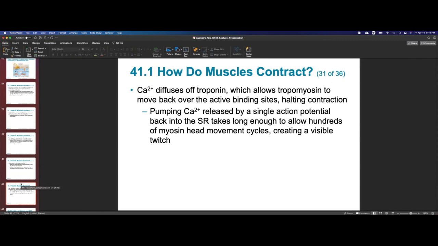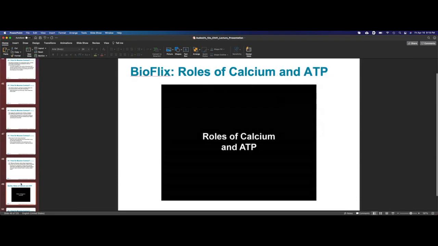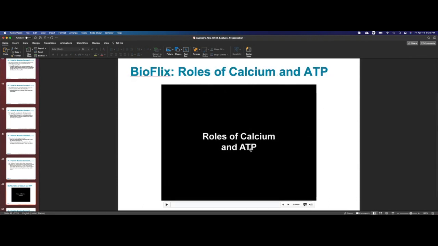And so in this process of pumping calcium released by a single action potential back into the sarcoplasmic reticulum, there's a little bit of delay. It takes long enough to allow hundreds of myosin head movement cycles. So that coordinated movement causes a visible twitch of the muscle fibers. And here we have another short video.